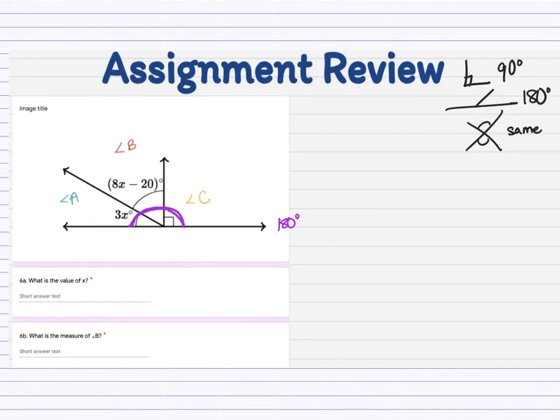All right, so now we need to set up our equation. So we have 3x for angle A. For angle B, we have 8x minus 20. So I'm going to add those two together. But I also need to add angle C here. And remember, this little box in the corner tells you that that is equal to 90 degrees. So I'm going to add 90 as well, and I'm going to set it equal to 180. All right, now you need to go ahead and solve the equation. And once you get the value of x, then for your second question, you're going to go ahead and plug it into angle B and get the measurement of that angle.